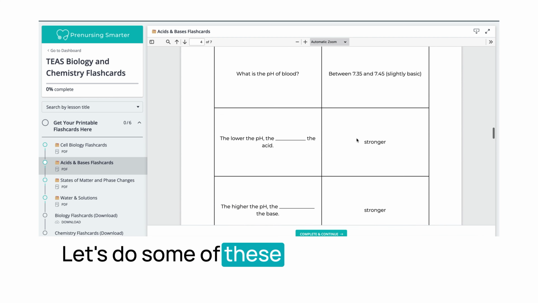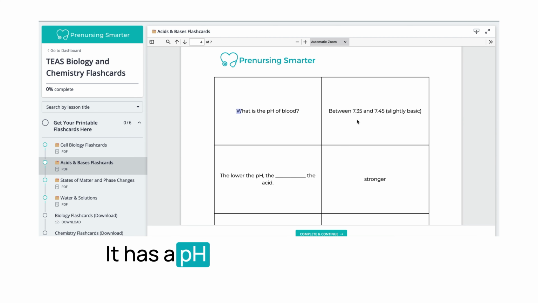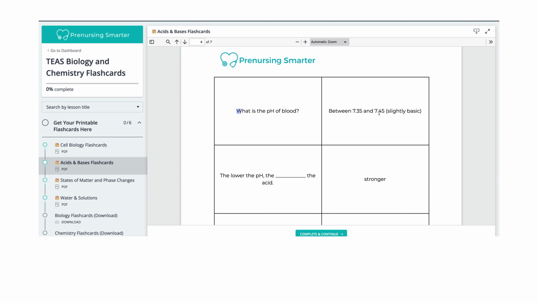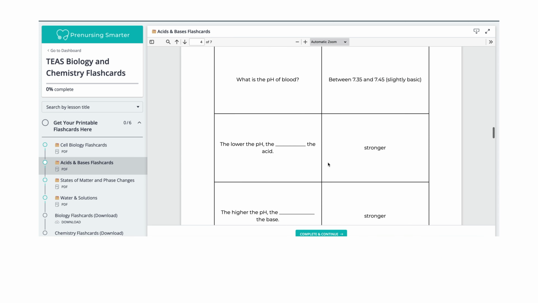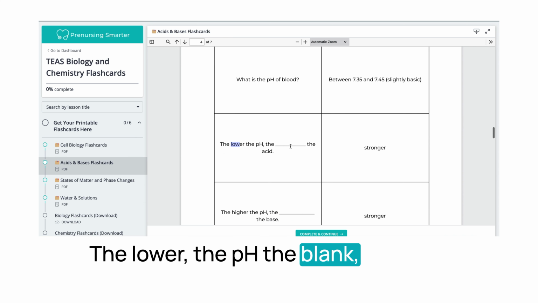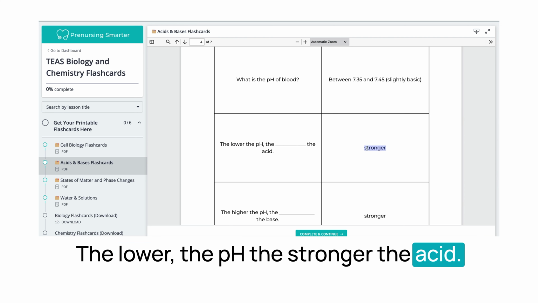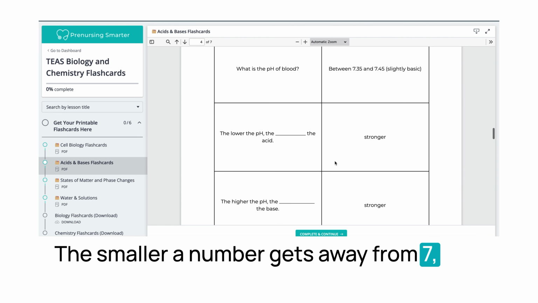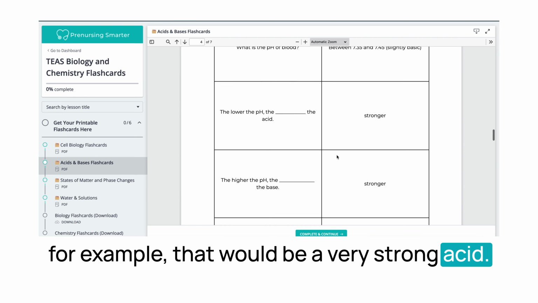So we have some more here. Let's do some of these practice questions. What is the pH of blood? Blood is slightly basic. It has a pH between 7.35 and 7.45, so it's just a little bit above 7. The lower the pH, the stronger the acid. The smaller a number gets away from 7, so 1, for example, that would be a very strong acid.